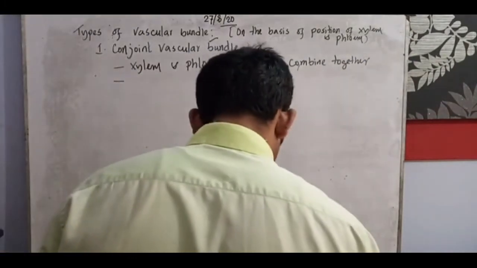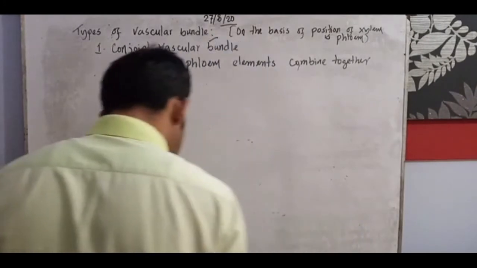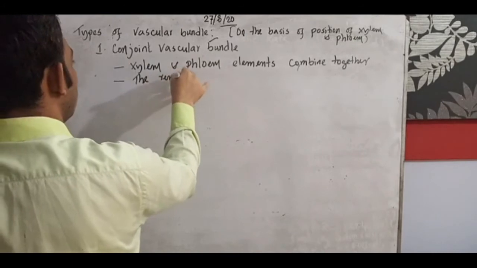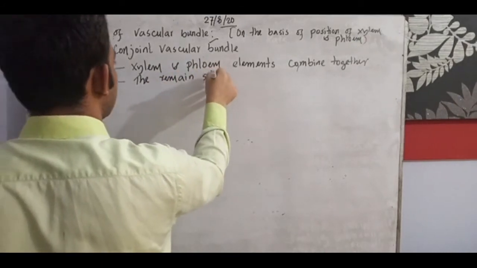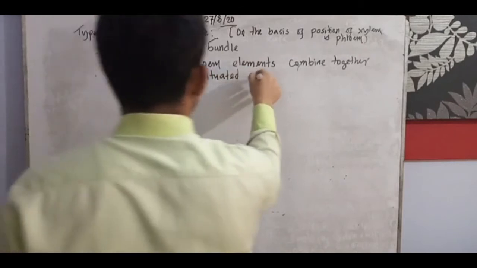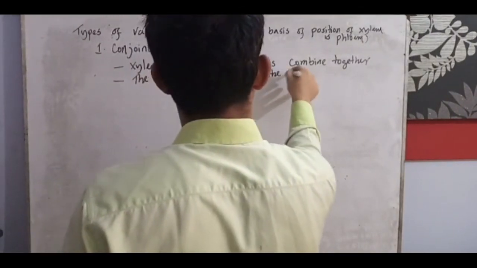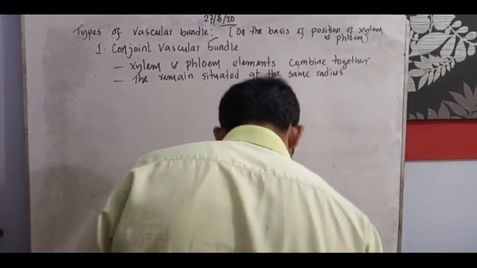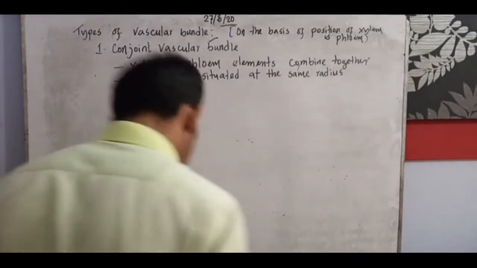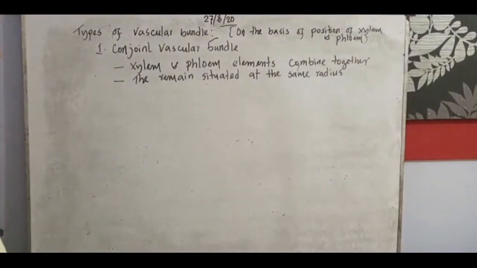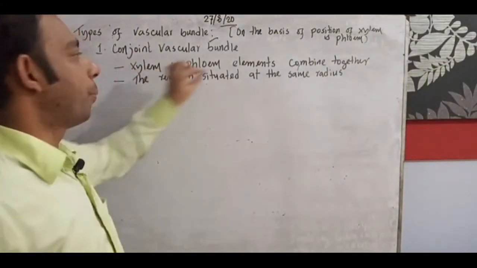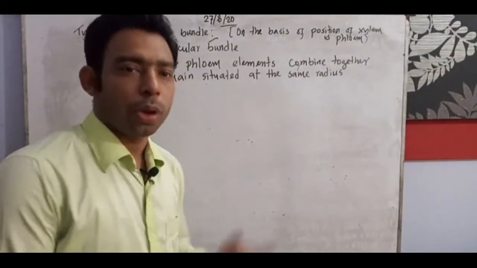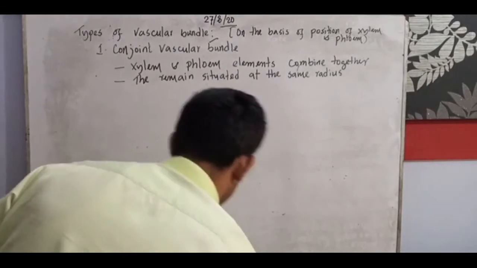And the second point, they remain situated at the same radius. This type of vascular bundle is called the conjoined vascular bundle. I have just written some points, and we cannot fully understand them yet. When we draw the figure, it will be easily understandable for you.